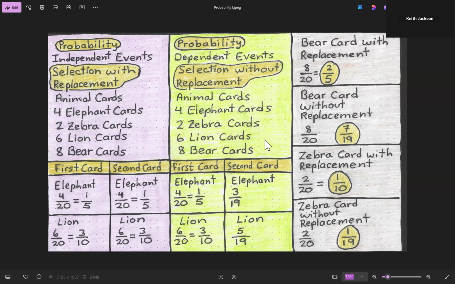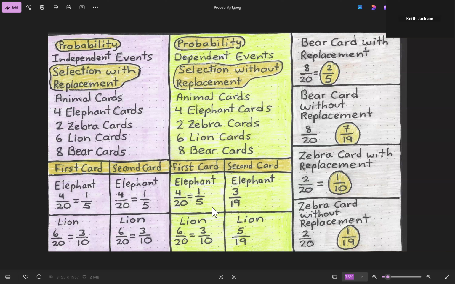But what if we left that card off to the side? We just left it on the table. Now, guess what? We only had 19 cards, and we had three chances out of 19 to select that elephant card, provided that we selected an elephant card the first time, you see. And so our probability is now affected on the second try because now we're only dealing with 19 cards and we only had three chances to select that elephant card. And this would mean selection without replacement.